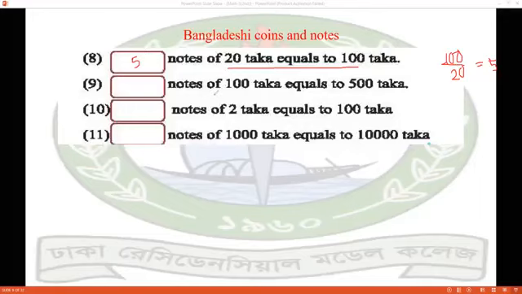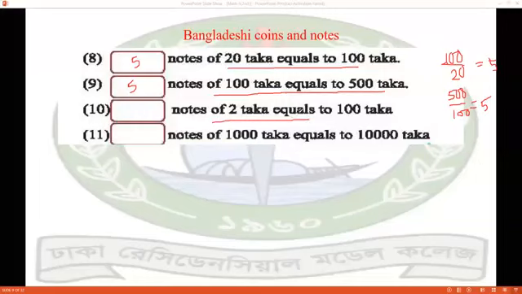In number 9, how many notes of 100 taka equal to 500 taka? So this is 500 divided by 100, so it will be 5. So 5 notes of 100 taka equal to 500 taka.